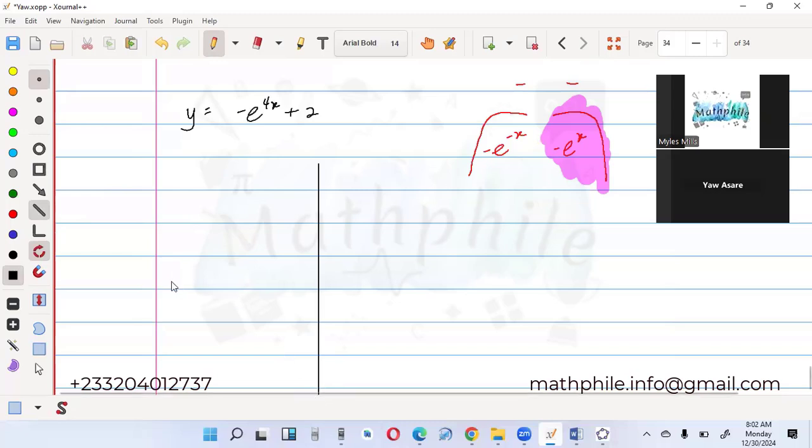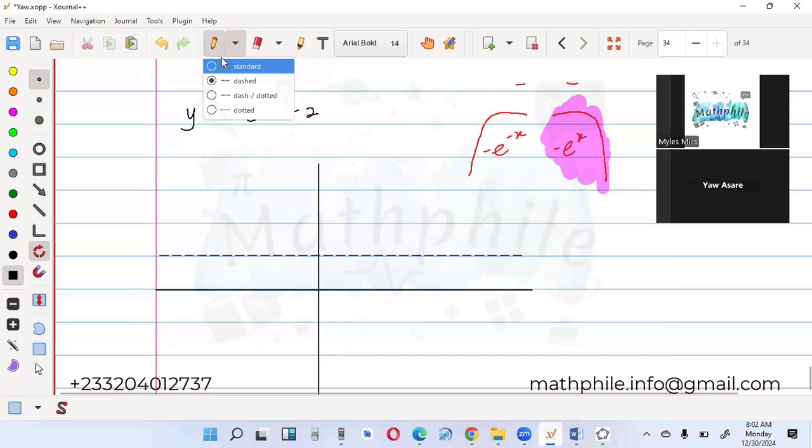First, let's start off with the asymptote. In this case, the asymptote is at 2. So let's get our imaginary line at y equal to 2. Can I continue?